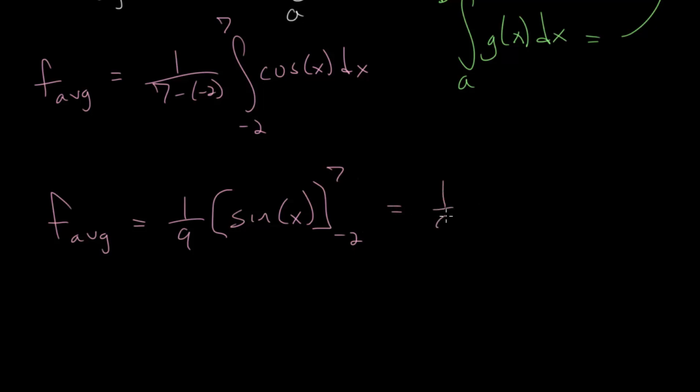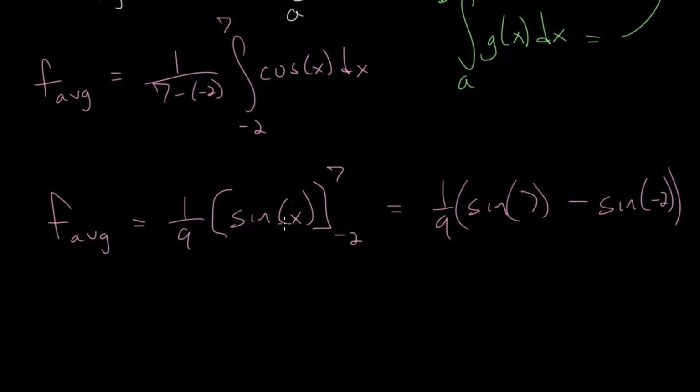So we plug in 7 first. We get the sine of 7. And we subtract the antiderivative evaluated at the lower bound, so we have the sine of -2. And this right here will be our final answer.